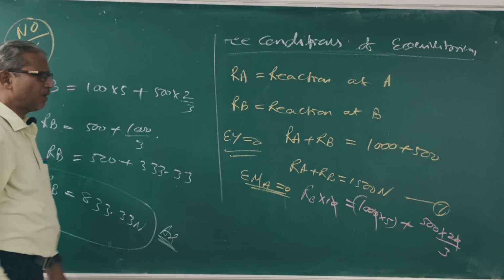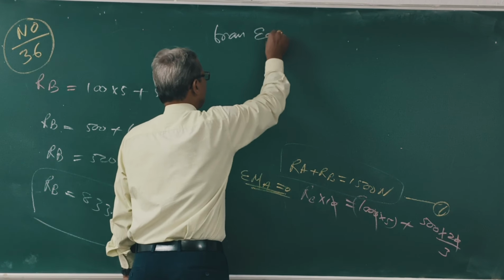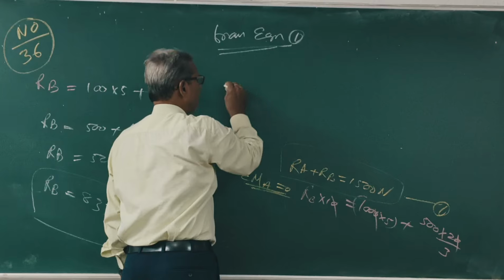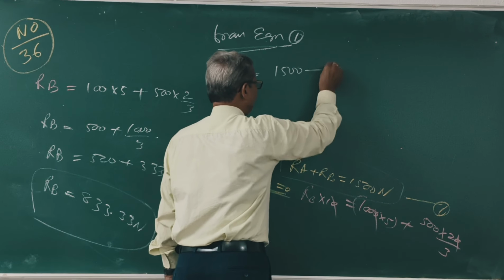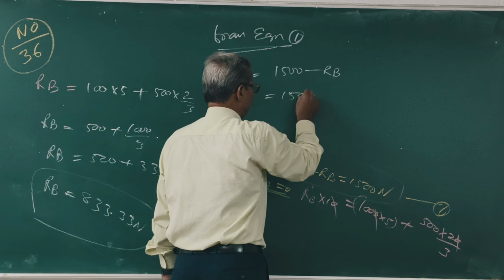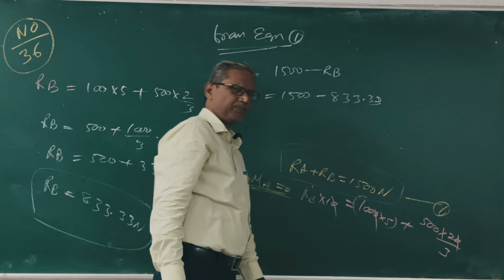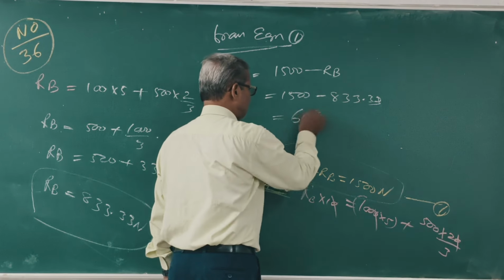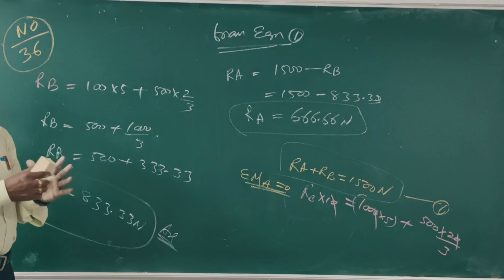Now this is equation 1. Clear? From equation 1, what is Ra? Ra is equal to 1500 minus Rb. So 1500 minus 833.33 is 666.66 Newton. This is equal to Ra. You use a calculator and find the answer. This is 666.66 Newton, and this is 833.3 Newton. When both are added, the answer is 1500 Newton.